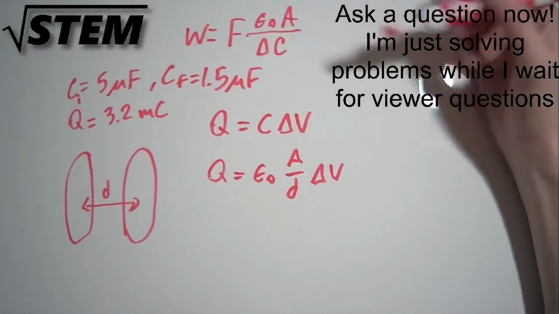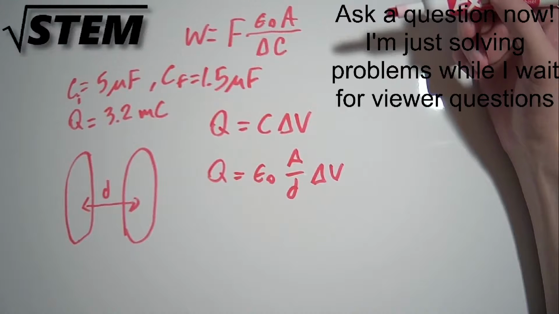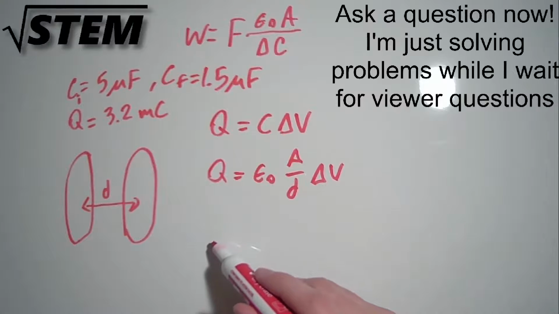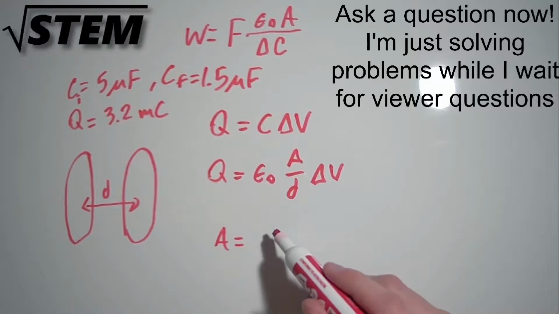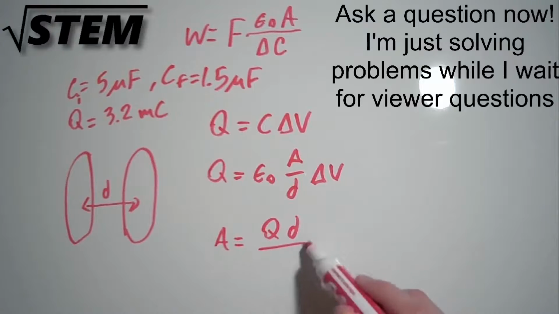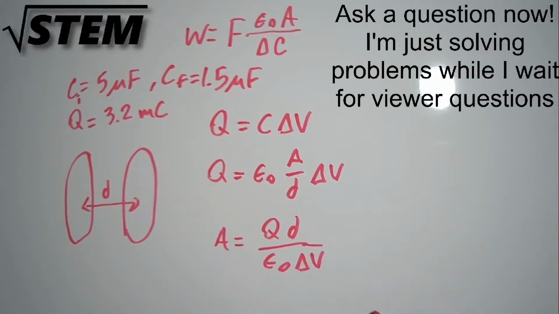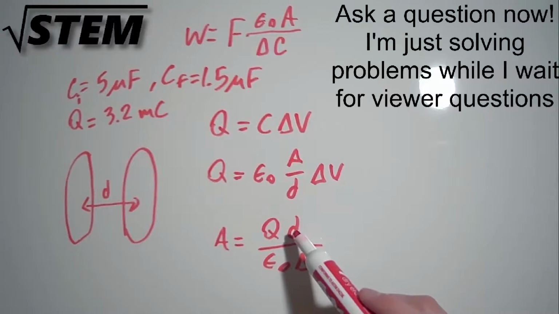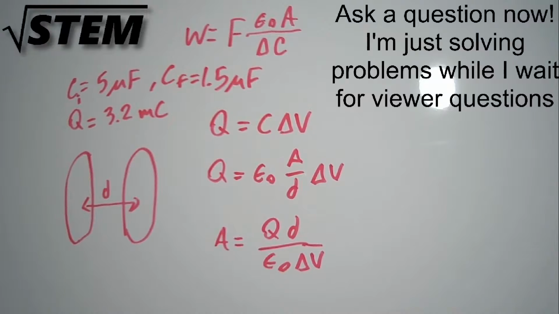How does that help us work back to here, though? We could say maybe A is Q D over epsilon naught delta V. But that doesn't really help us with... okay, maybe I need to untangle some of what we wrote up here. An energy problem. Yeah.